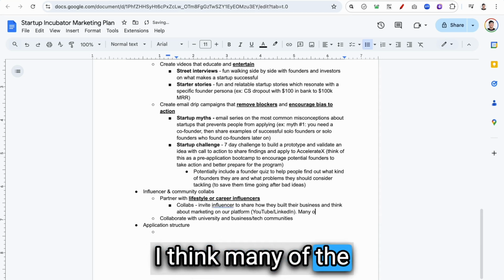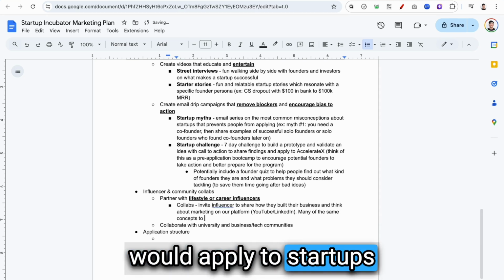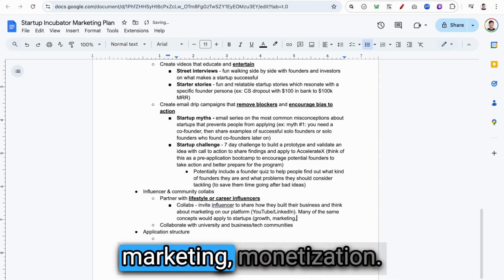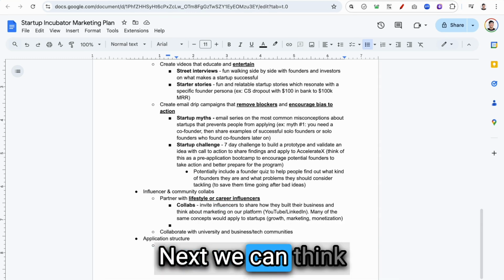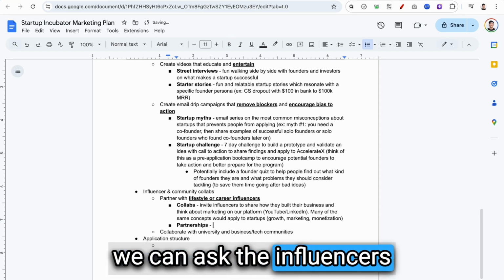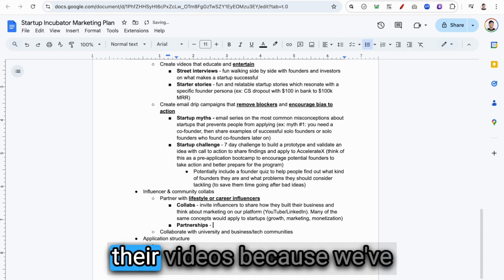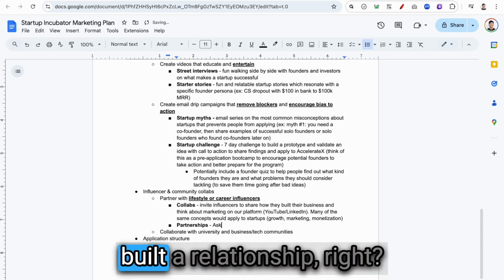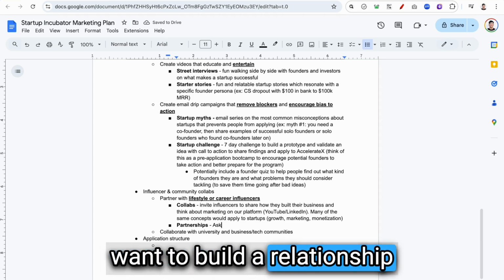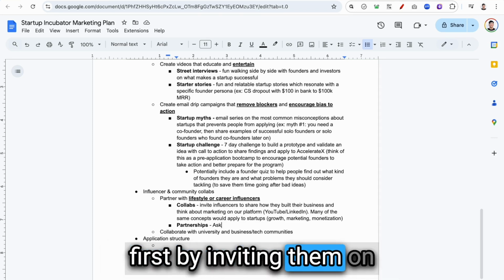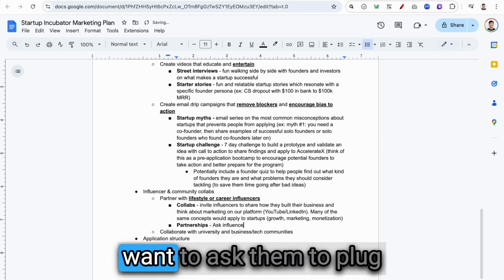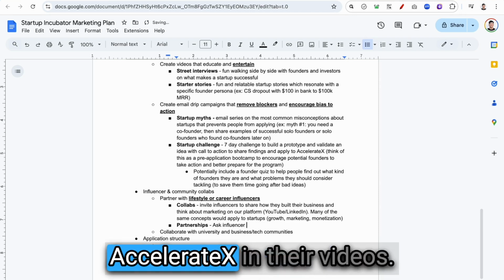I think many of the same concepts would apply to startups because influencers also have to think about growth, marketing, monetization. Next, we can think about partnerships. Once we've invited them, we can ask the influencers to plug Accelerate X in their videos because we've built a relationship, right? The key part here is we want to build a relationship first by inviting them on our platform, and then we make the ask, which is we want to ask them to plug Accelerate X in their videos.